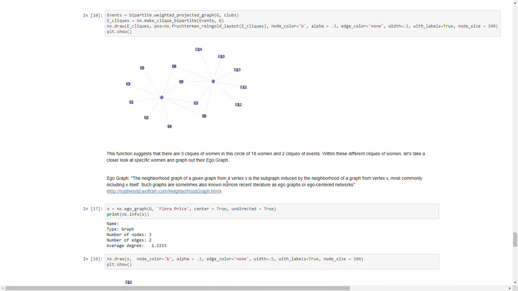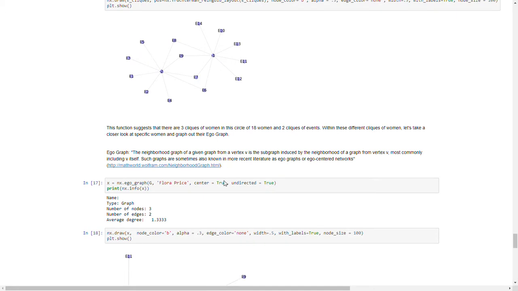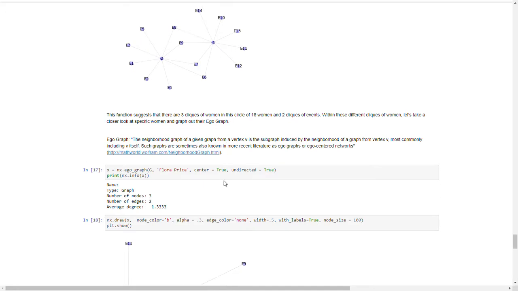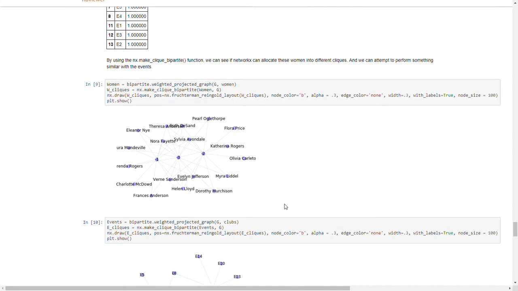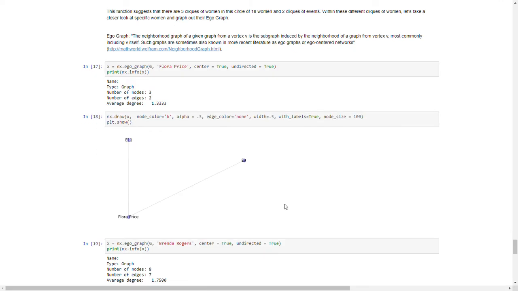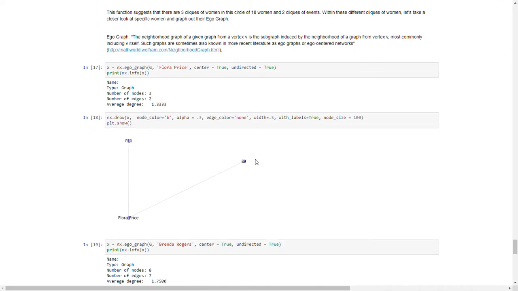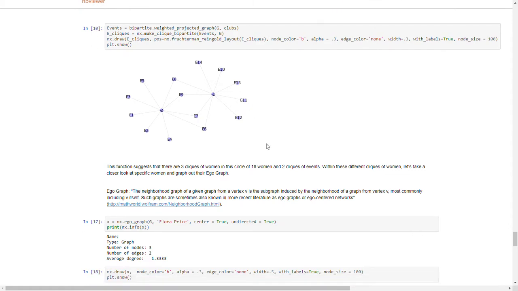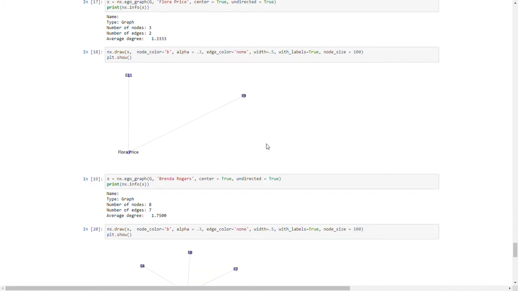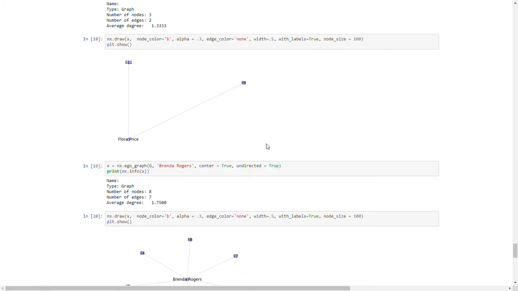So if we take a look at the ego graph of the individuals, just a quick look at, say, Flora Price. Flora Price is in one clique, and she's not someone who's spanning multiple cliques. When we take a look, we see that she really is connected to E11 and E9. Going back here, we do see E9 in the spanner clique, and then E11 gives a little more idea of the type of network that she's connected to.